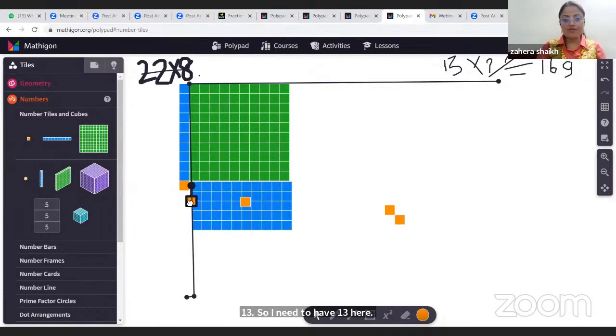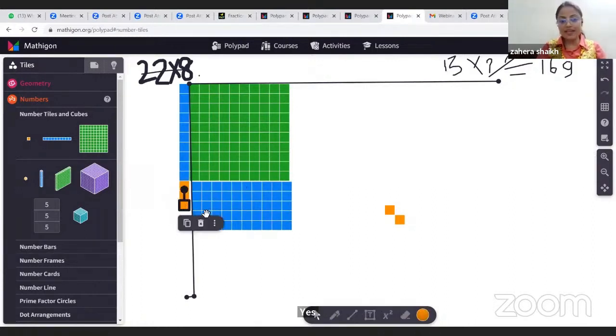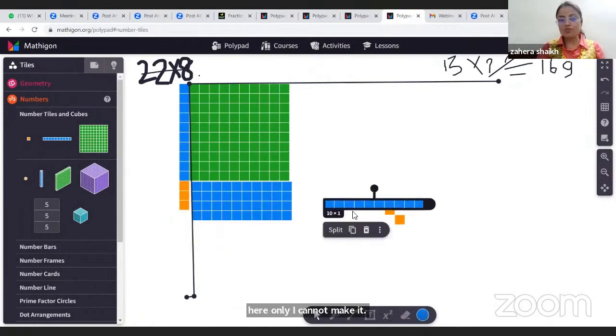Now see the difference I can make out. What was the problem if I use 2 different units, right? It's not possible to represent any number or solve any problem when you have different kinds of units. Now I can see that this area should be covered till here only. I cannot extend it beyond it. So I need to remove these 2.